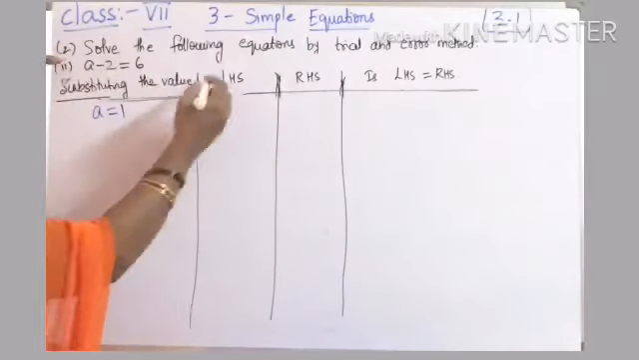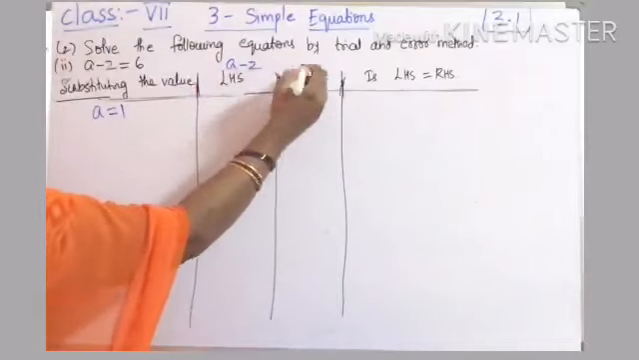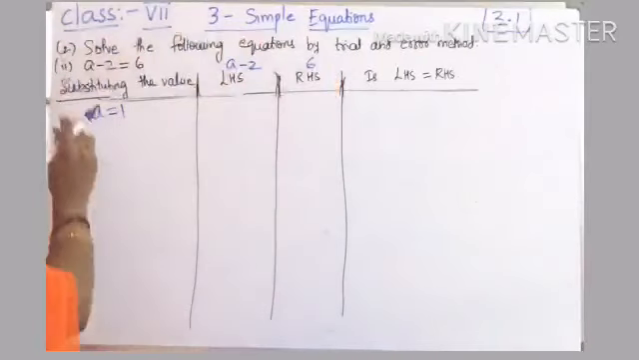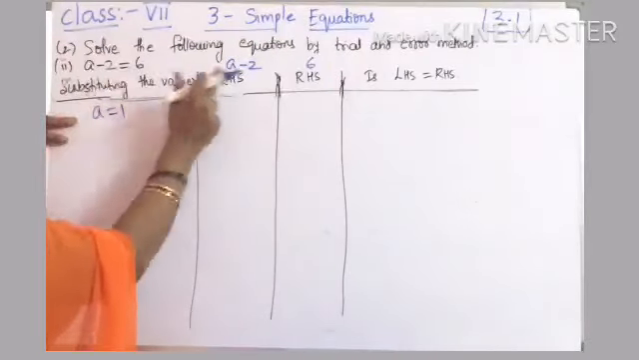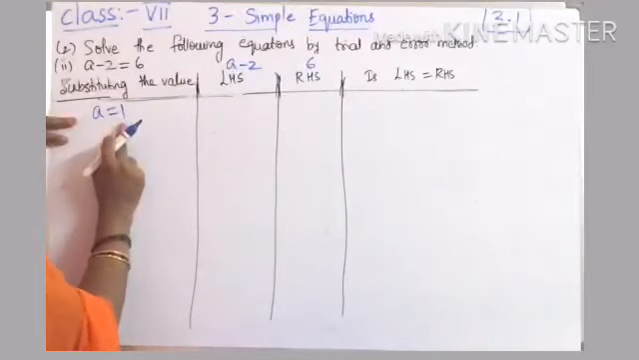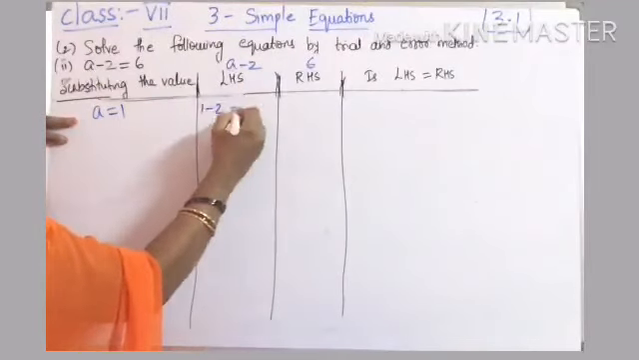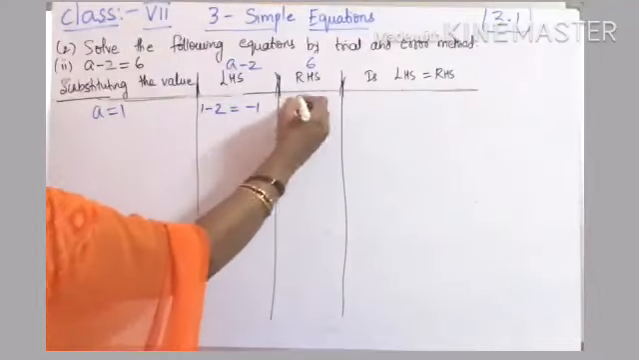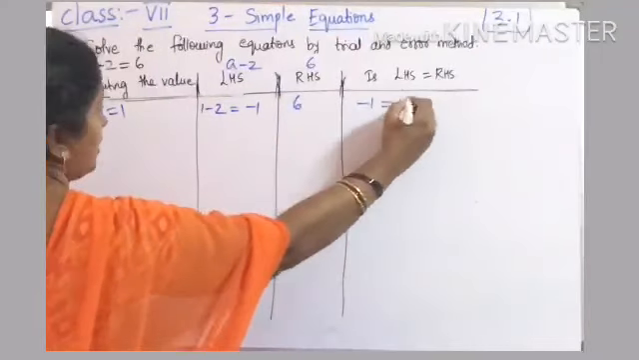So here LHS is what? a minus 2. RHS is what? 6. Now substitute a equal to 1 in LHS, that is in place of a you have to substitute 1. So 1 minus 2. 1 minus 2 is how much? Minus 1. And RHS is 6. Is minus 1 equal to 6?